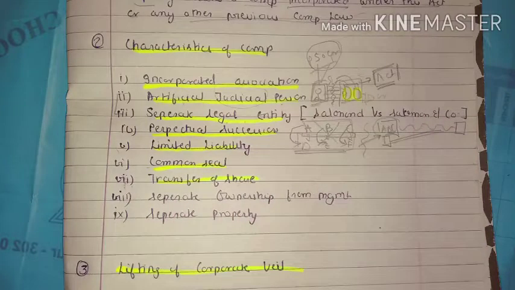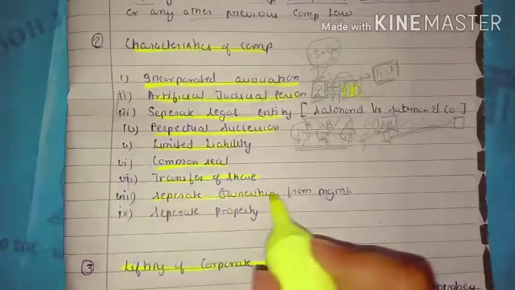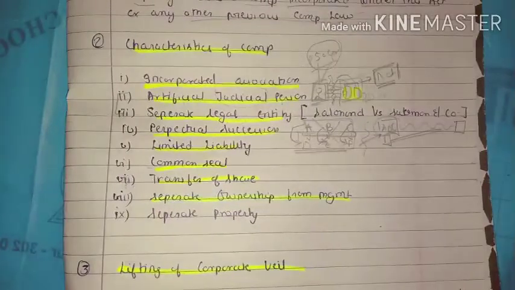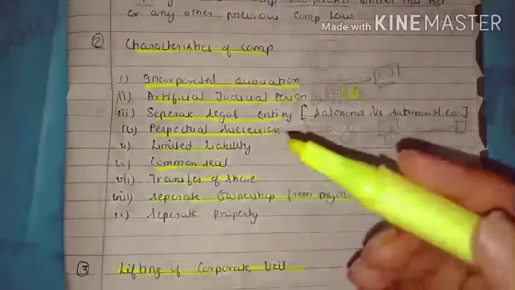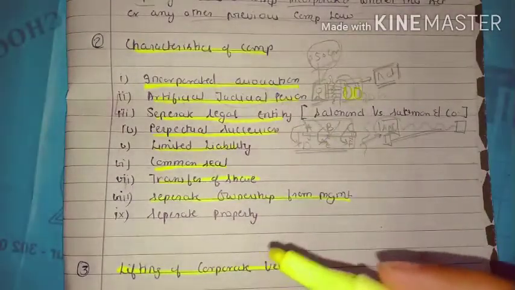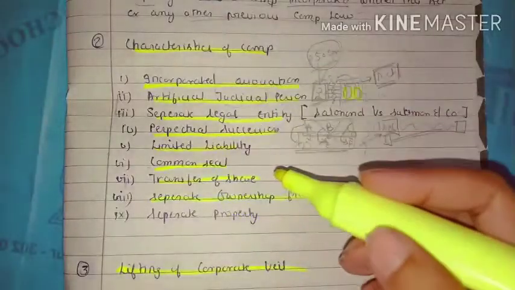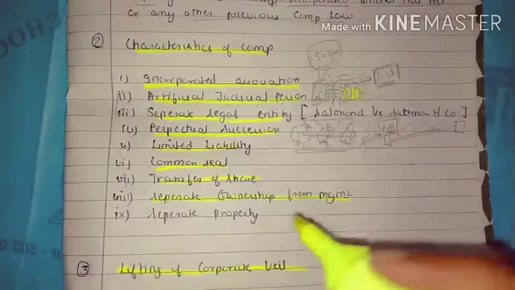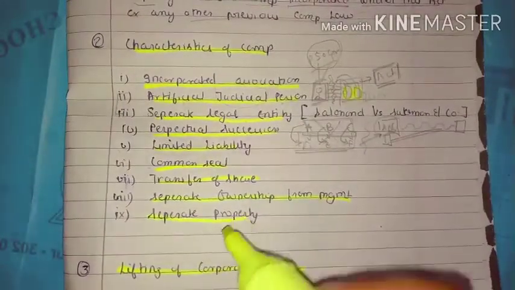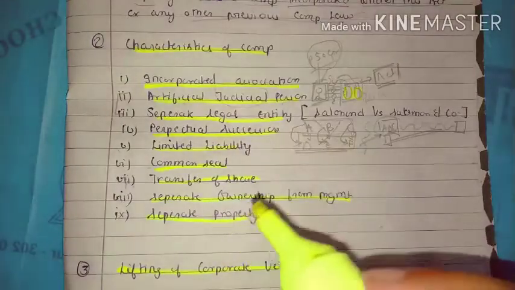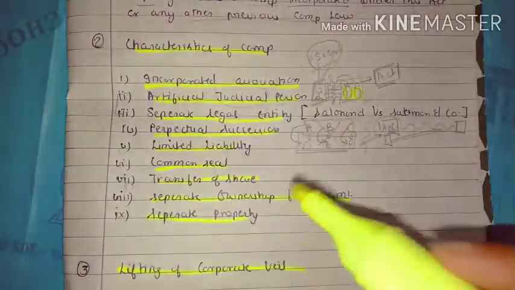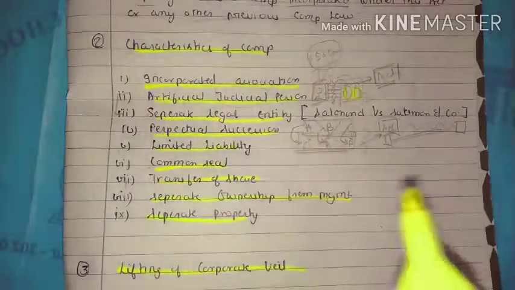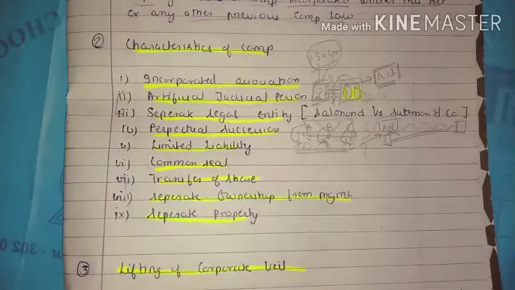Now, separate ownership from management. I have already told it several times that the person managing the company is always separate. All the characteristics are interconnected with each other. Now, separate property. Same thing. Since it is another person, it has separate ownership. It is a separate person, which means separate property can also be held by the company in its own name.